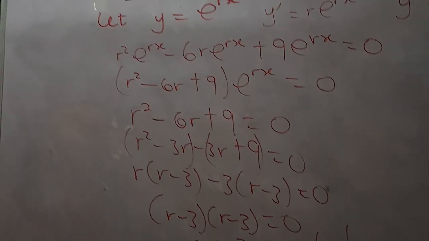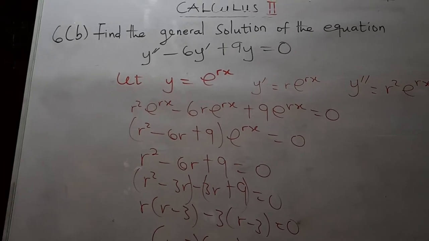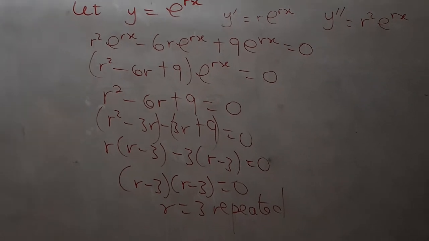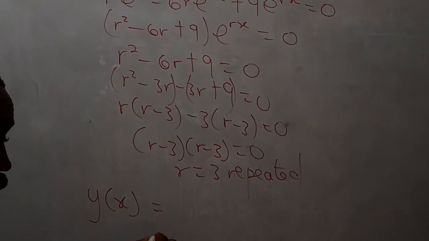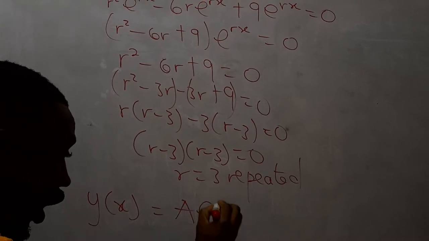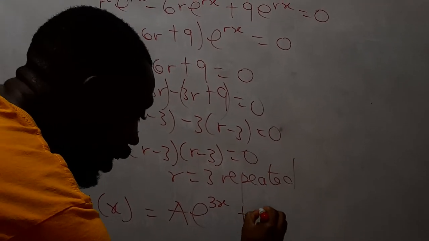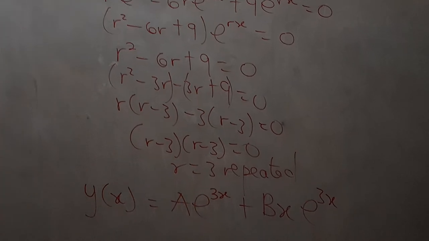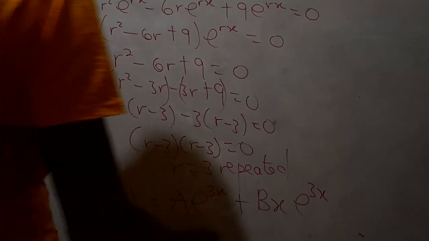Remember, when we are solving a homogeneous second order ordinary differential equation, and the root of the equation is repeated, then our general solution, our y of x, will be equal to a e exponent 3x, then plus bx e exponent 3x, where a and b are constants. So this becomes the general solution to our differential equation.